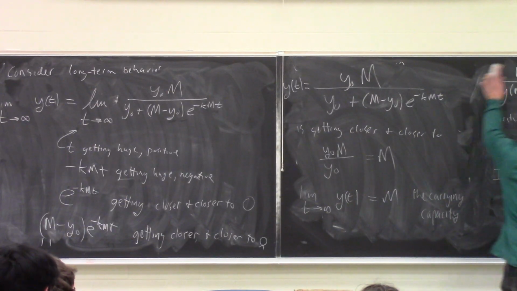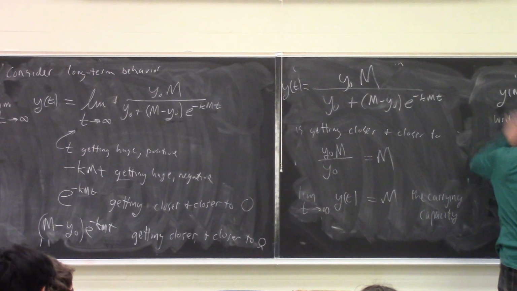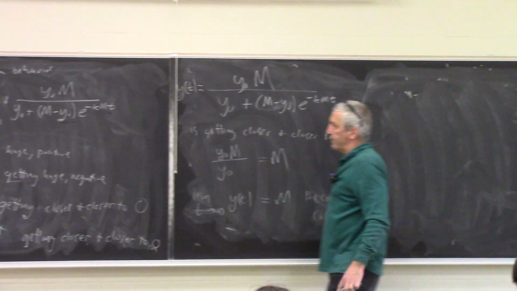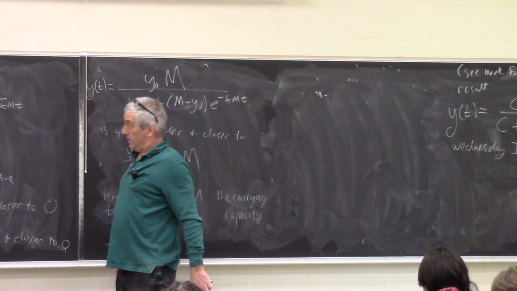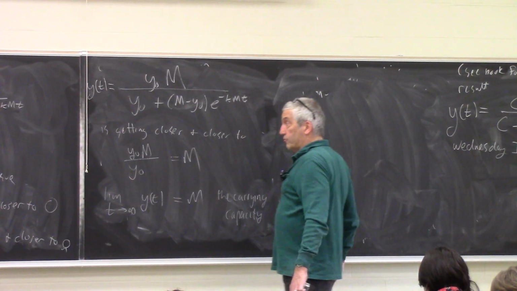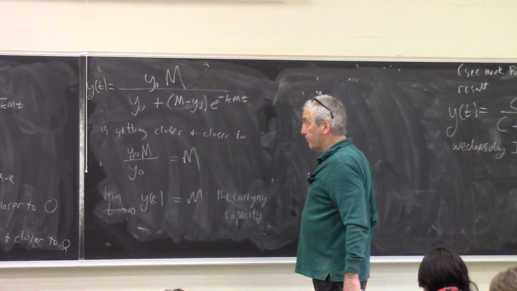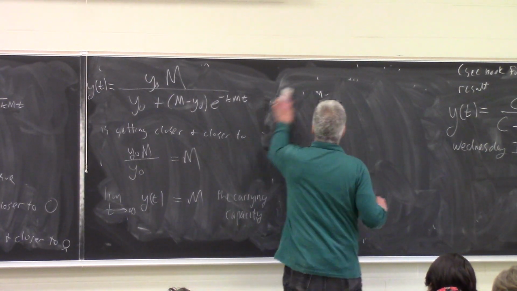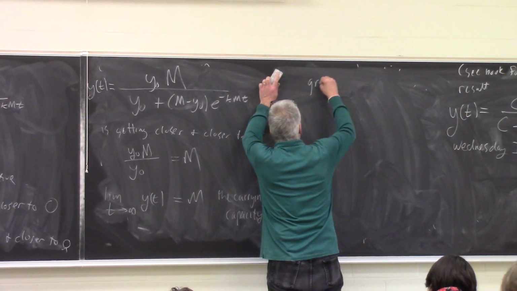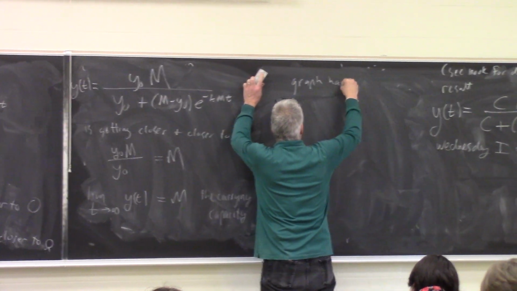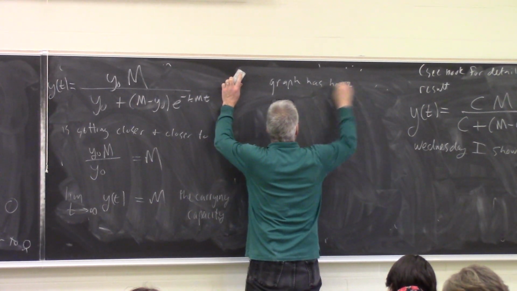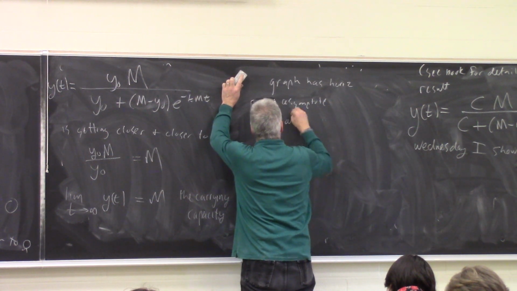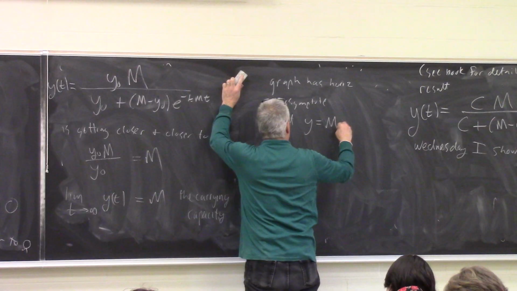So that's why we had that graph. If you look up in your notes, there was a graph that started at population y0 at time 0, and then it grew and approached that dotted line y equals m. So the graph has a horizontal asymptote at y equals m.